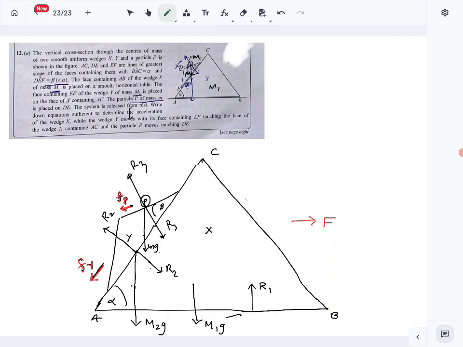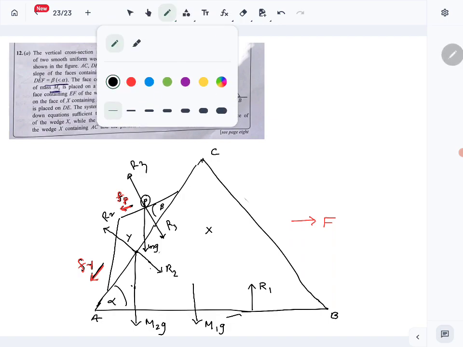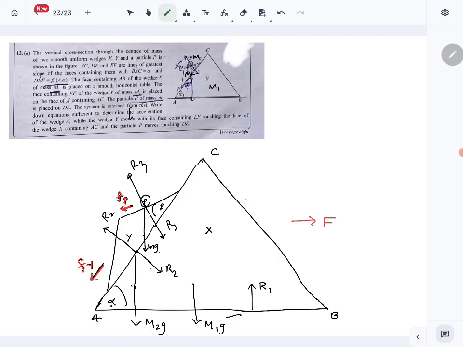Okay, some angles we also have to figure out. This is alpha, this is alpha, this is 90, then this angle is 90 minus alpha, then this angle has to be alpha. So this is alpha.